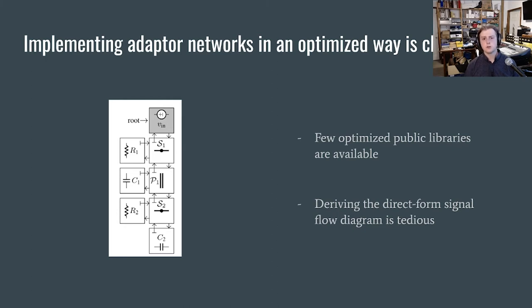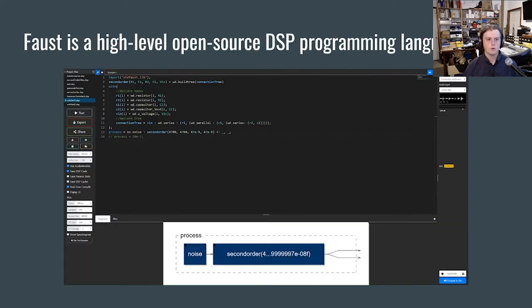A wave digital model could be implemented in something like MaxMSP or Gen, but that would require the derivation of the direct form signal flow diagram, which is incredibly tedious and also very challenging for beginners. It involves a lot of complex steps and would be tough and is not great for working with and testing a model. So what we've been working on is creating an alternative to that in Faust.